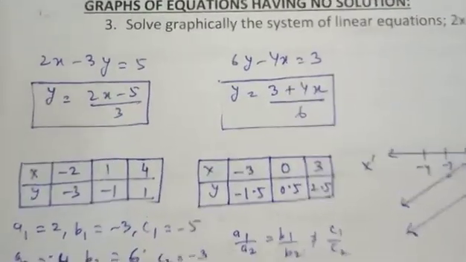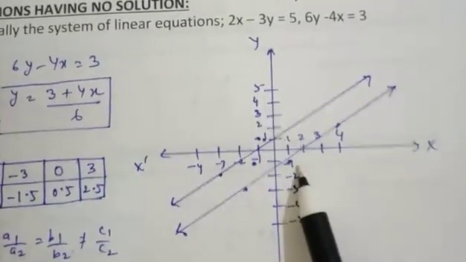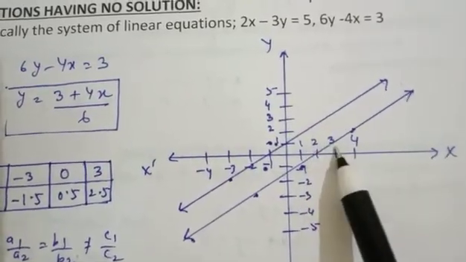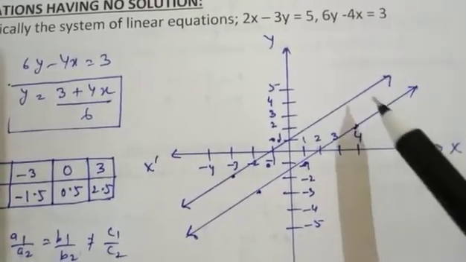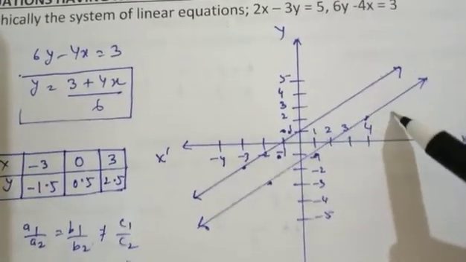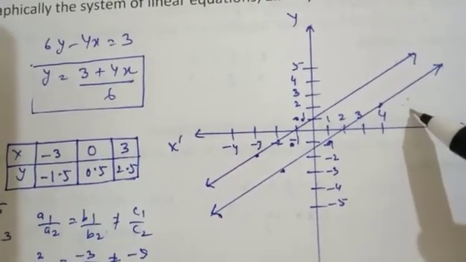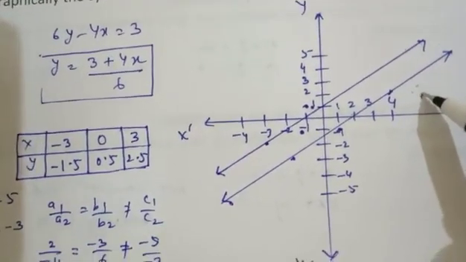Now on the basis of both the tables, if we draw the graph of both the equations, then the graph will be very unique. Both the graphs will be parallel to each other. That means they will not cut each other, and that means the pair of equations will have no solutions.